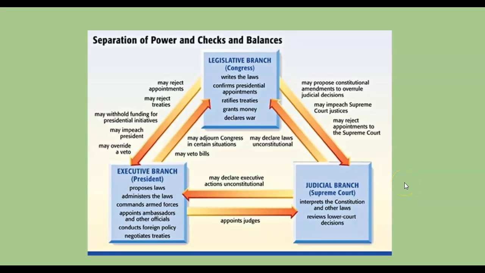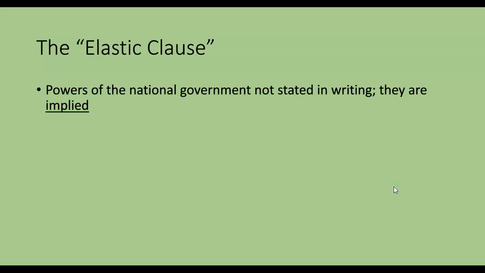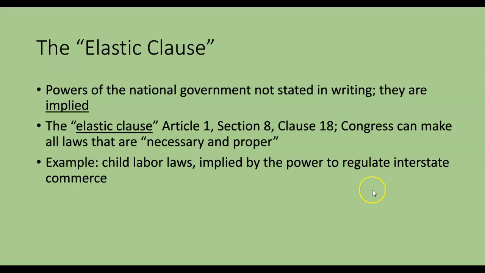The last principle of the Constitution is flexibility. The elastic clause is one way in which the Constitution is flexible. The powers of the national government not stated in writing are implied. The elastic clause says that Congress can make all laws that are necessary and proper. So it really expands the meaning of the Constitution. Example, child labor laws. They're not in the Constitution, but it's implied because the government has the power to regulate interstate commerce, or interstate trade, and child labor might produce products that go across state lines.